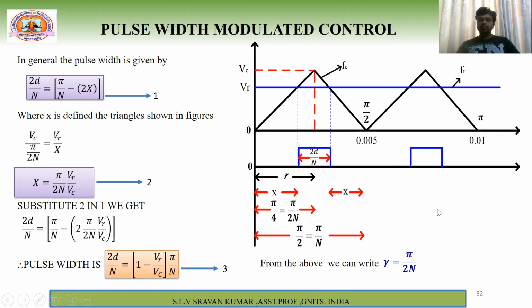Here also the same. Now this is called the pulse width. We already discussed 2d by n. Right. Now what is C? This total one, 0 to 0.005, means how much? 90 degrees, which is nothing but pi by 2. How can I write pi by 2? It is nothing but pi by n, because n is the number of pulses.